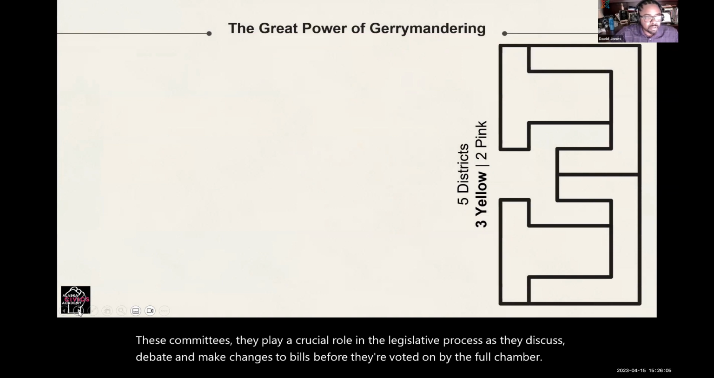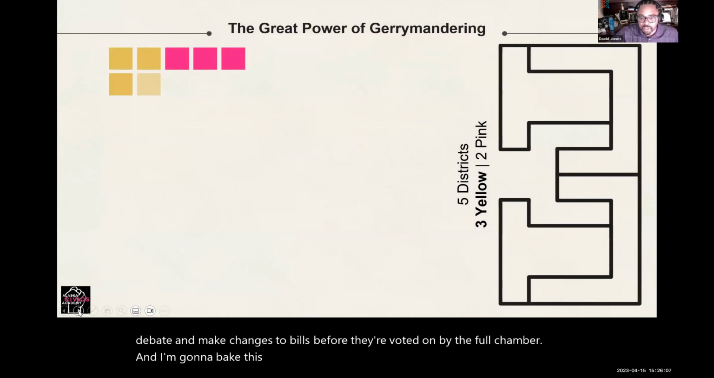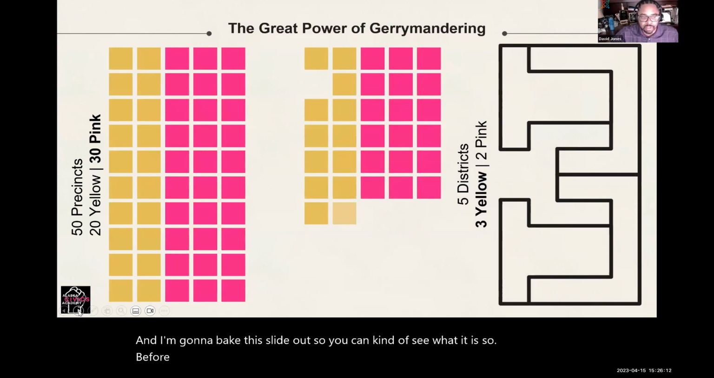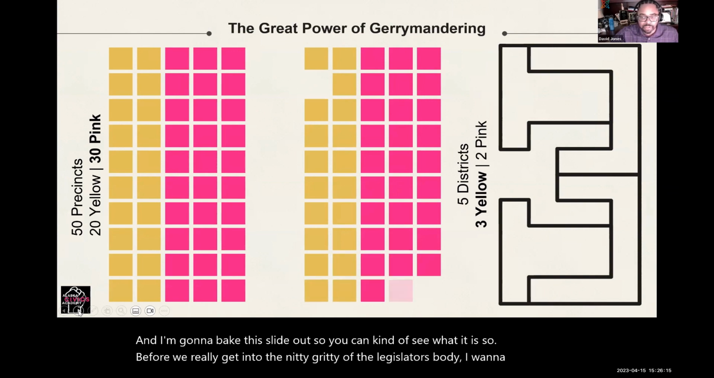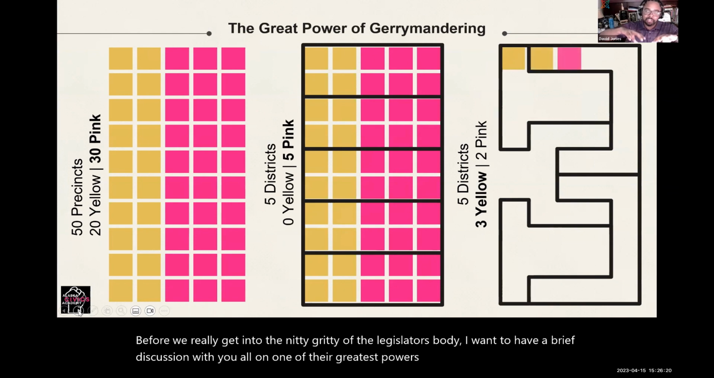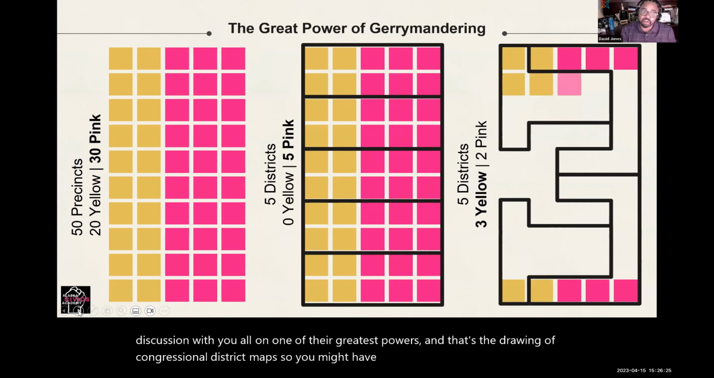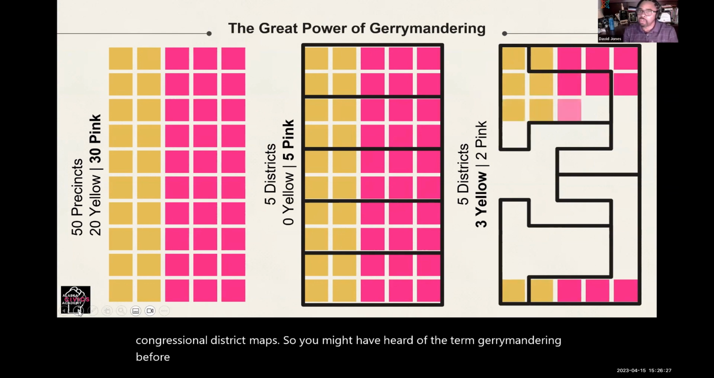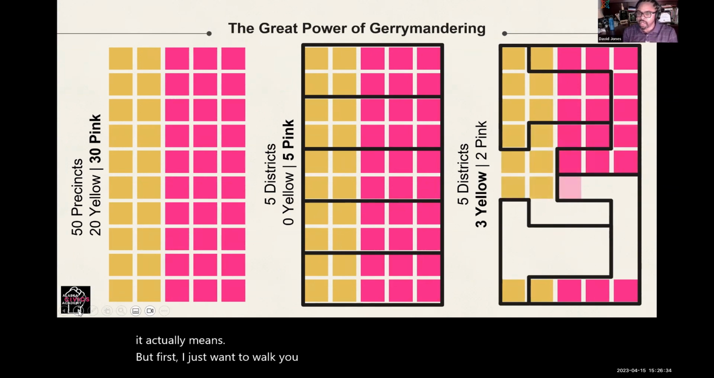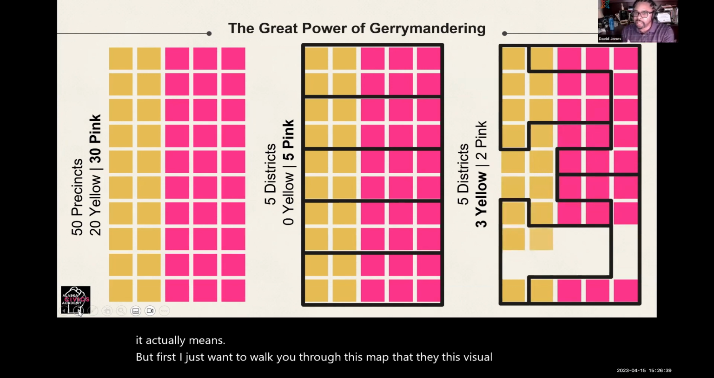And I'm just going to bake this slide out so you can kind of see what it is. Before we really get into the nitty gritty of the legislative body, I want to have a brief discussion with you all on one of their greatest powers, and that's the drawing of congressional district maps. You might have heard of the term gerrymandering before. We're going to see a cool video about where it comes from and what it actually means. But first, I just want to walk you through this map, this visual perspective of understanding how gerrymandering works.